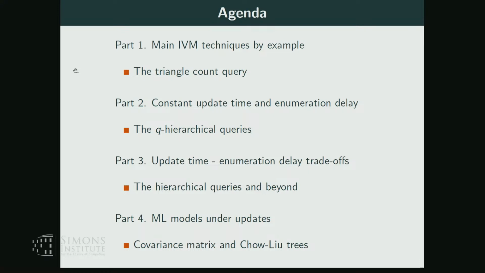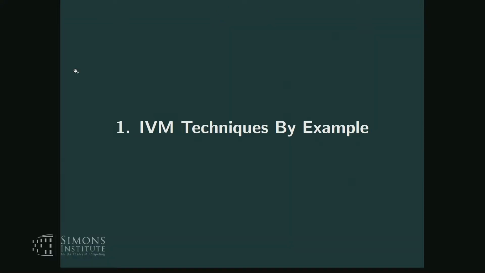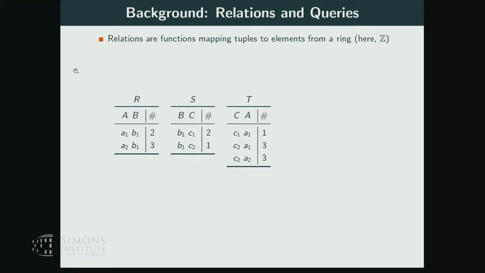And at the very end, if time allows, I will show you how we can maintain models. In particular, I look at covariance matrix and Chow-Liu trees, which are built on pairwise mutual information. In particular, motivated by talks before this talk, where we heard about such terms. So let me show you IVM techniques by example. So for that, first, let me establish the data model.